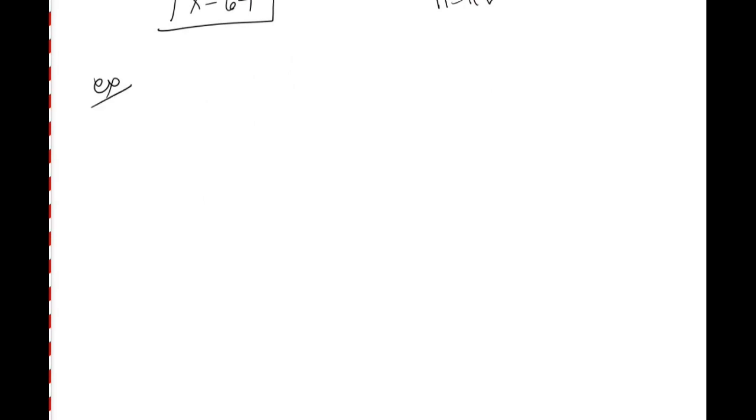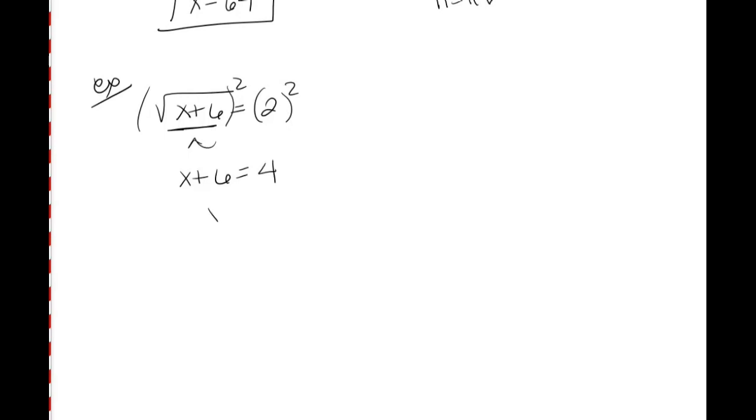Let's do another one. What if I have the square root of x plus 6 equals 2? When the entire side is underneath the radical, I can start by simply squaring both sides, because I can't do anything until I get rid of that radical. Again, what we're left with when we square a square root is simply what's underneath the radical, and then 2 squared is 4. Solving for x, I'm going to subtract 6 from both sides, and I'm going to get x equals negative 2.